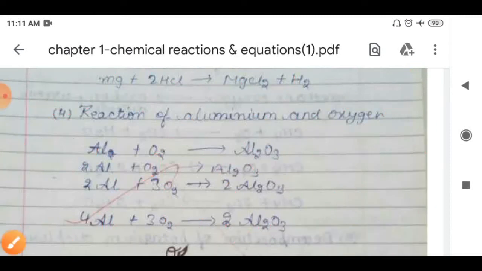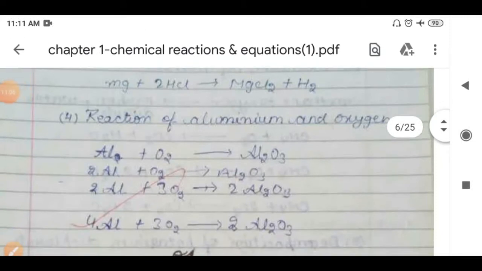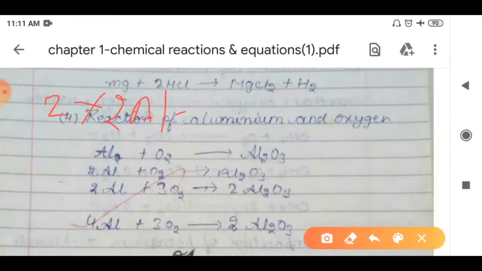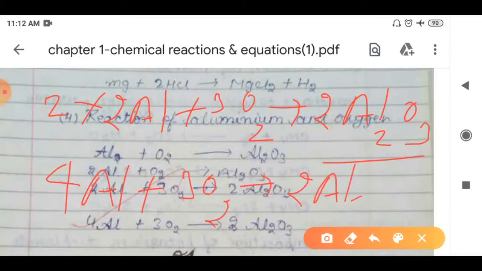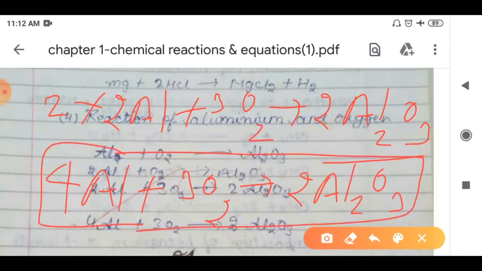So in the next step, 2 into twice of aluminum, I am again writing this one, plus 3 of O2, that is equal to twice of Al2O3, right? So 2 into 2 becomes 4. 4 aluminum plus 3 O2, that is equal to twice of Al2O3. This would be our balanced chemical equation.